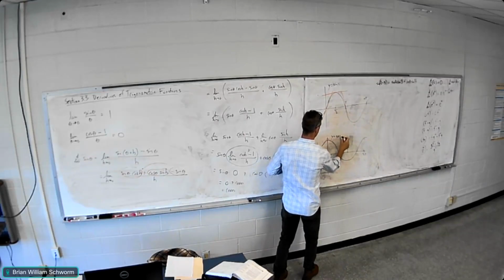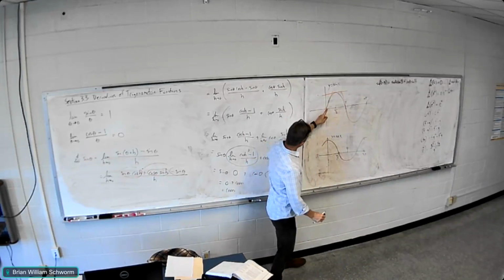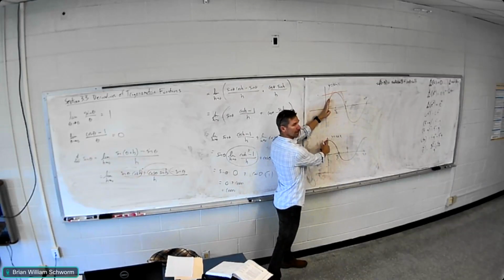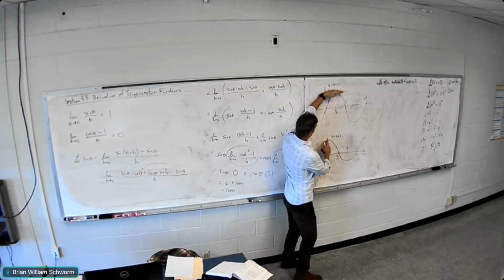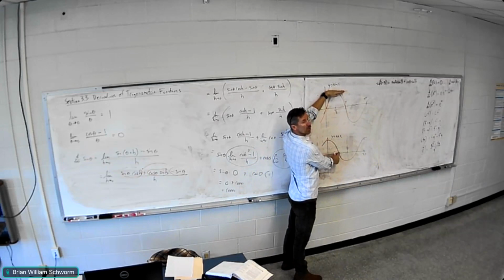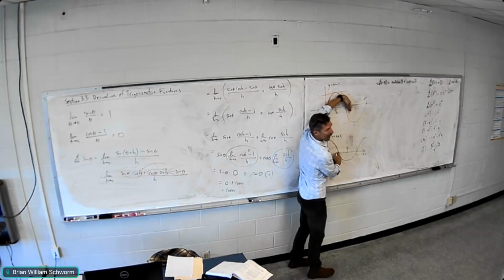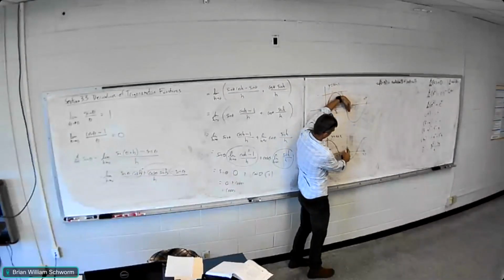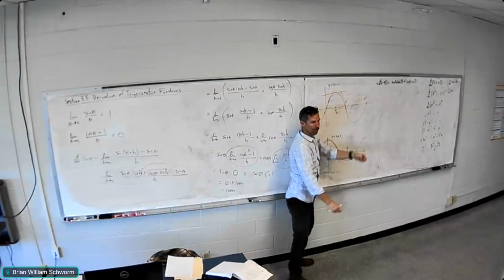This is cosine. At the beginning, the slope of sine is 1. Cosine of 0 is 1. At pi over 2, the slope of the tangent is 0. The cosine of pi over 2 is 0. At pi, the derivative of sine is -1. Cosine of pi is -1. And so on and so forth.